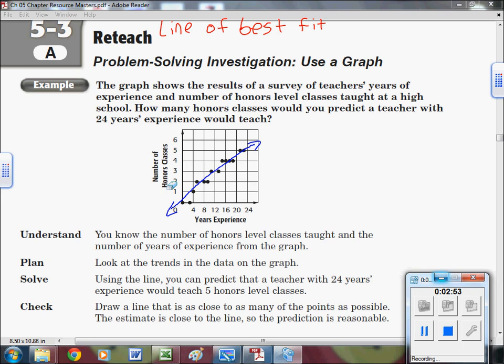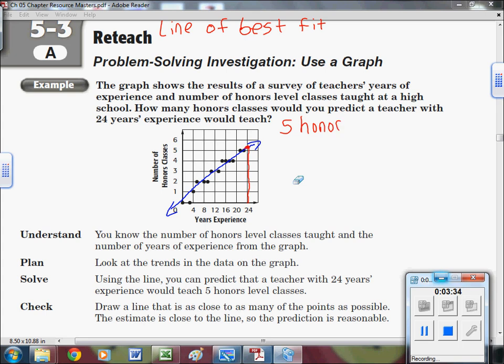So now, let's actually go answer the question. The question said, how many honors classes would we expect them to teach based on 24 years of experience? Well, if you go straight up from 24 years of experience, you cross the line right here. That's just above 5, and you can't really teach 5.2 classes. You can't teach a partial class. So we're going to round that to 5 classes. That tells us we're expecting at 24 years, even though we know the data points aren't perfect, somewhere around 5. So we're going to say 5 honors classes.